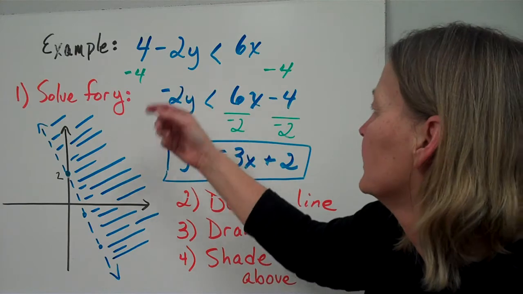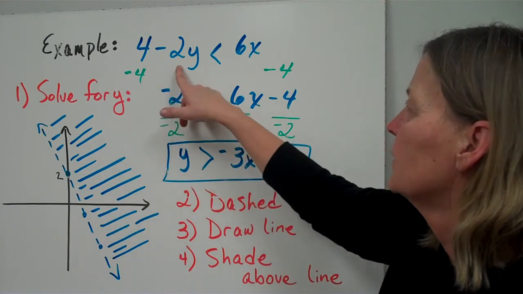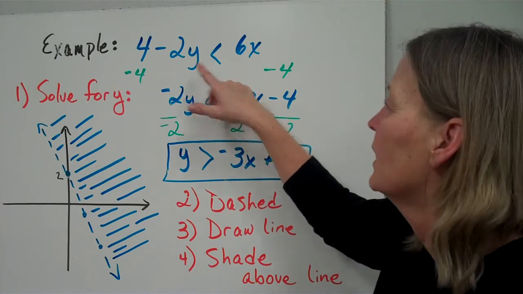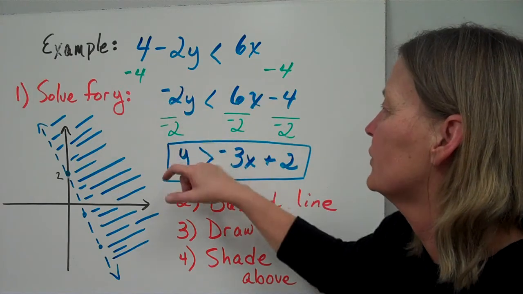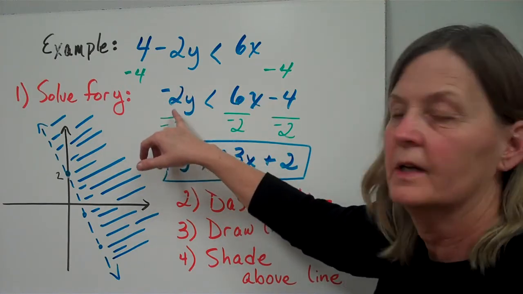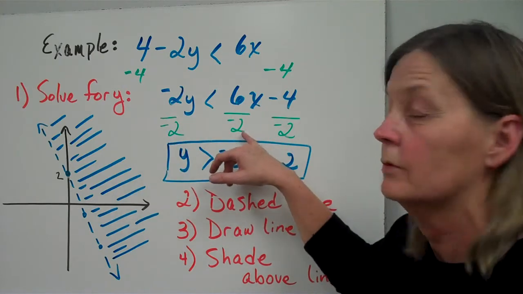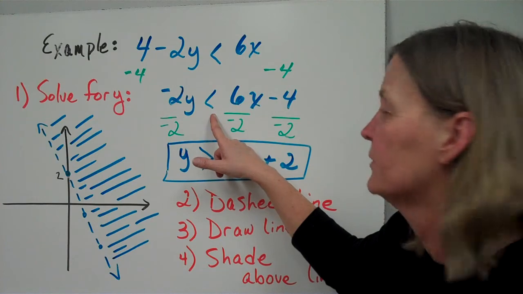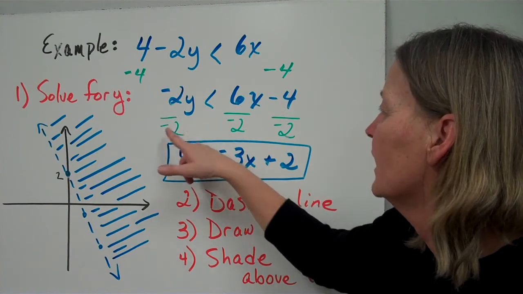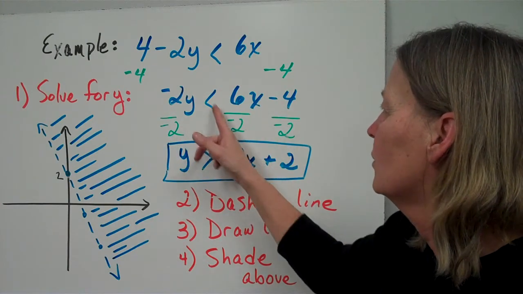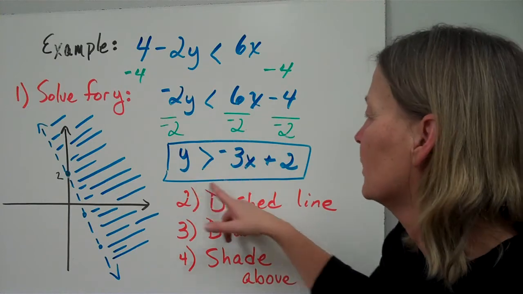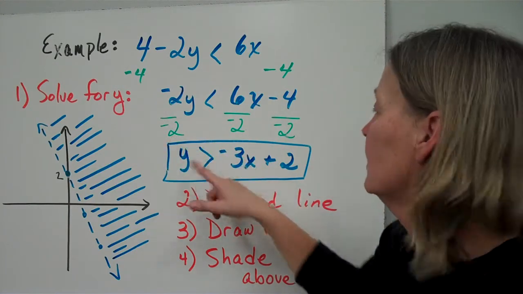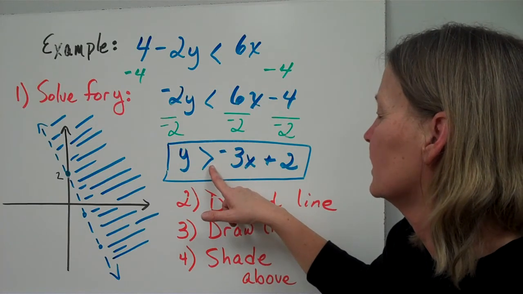Here's another example I selected. 4 minus 2y is less than 6x. Again, solving for y. I chose this because you're going to have to divide by -2 while you're solving for y. And if you recall from the inequalities on graphing with the number line, anytime you divide by a negative, we have to reverse the sign. So again, I wanted to point that out. Here you have a less than, you divide by -2, so we need to make that a greater than sign.